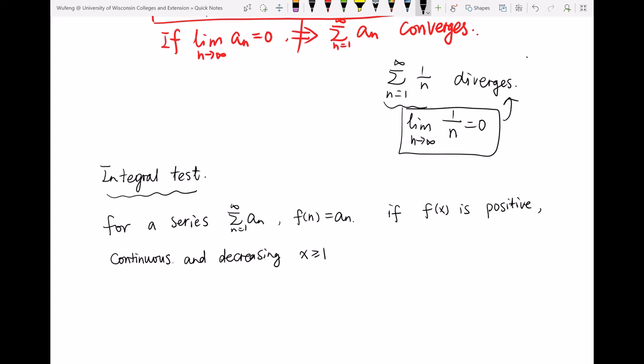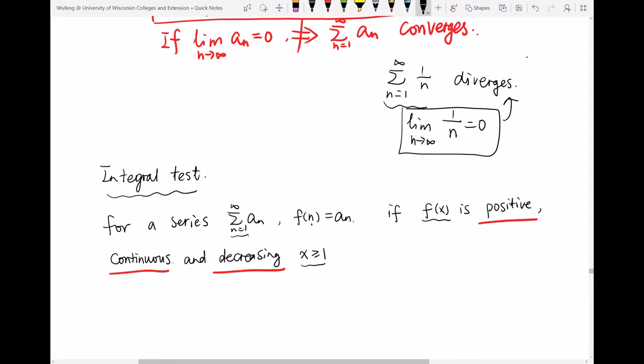The reason we have x bigger than or equal to 1 is that in some books it has x bigger than or equal to k, which is okay too. In our book it says x is bigger than or equal to 1 because n starts from 1 to infinity. x is the variable of the function, and because n starts from 1, we make them the same. As long as you can check it's positive, continuous, and decreasing.